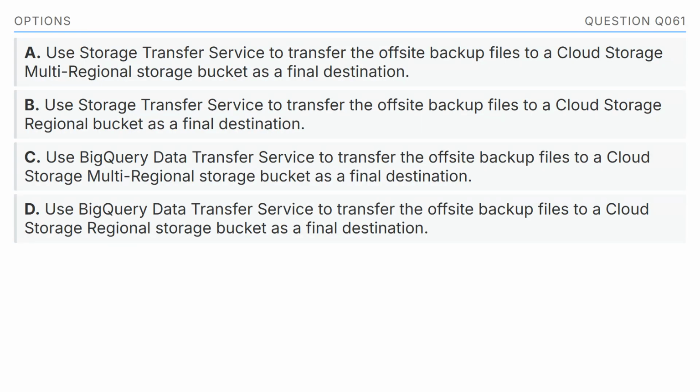The options are: Option A, use storage transfer service to transfer the offsite backup files to a cloud storage multi-regional storage bucket as a final destination. Option B, use storage transfer service to transfer the offsite backup files to a cloud storage regional bucket as a final destination. Option C, use BigQuery data transfer service to transfer the offsite backup files to a cloud storage multi-regional storage bucket as a final destination. Option D, use BigQuery data transfer service to transfer the offsite backup files to a cloud storage regional storage bucket as a final destination.